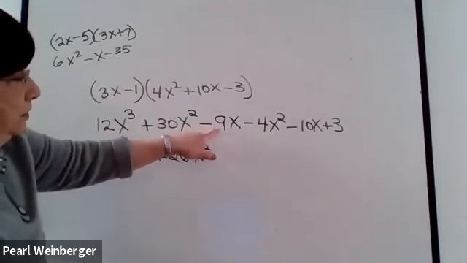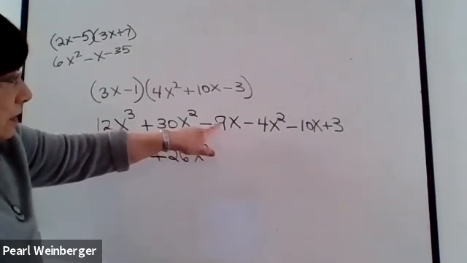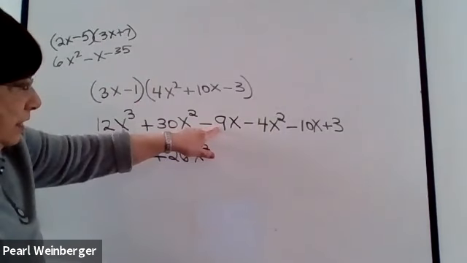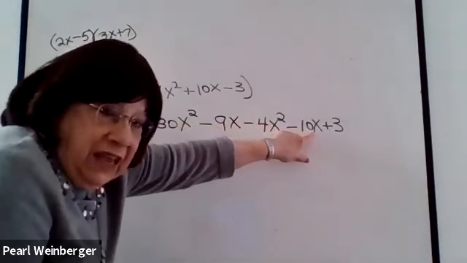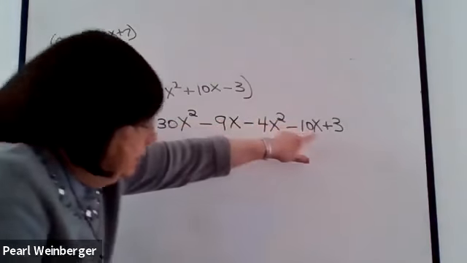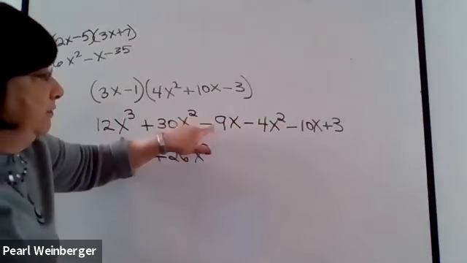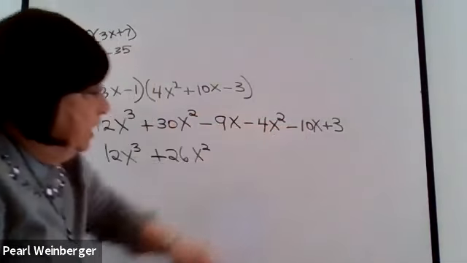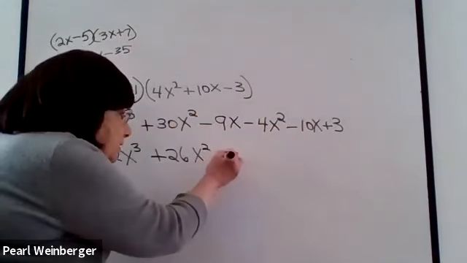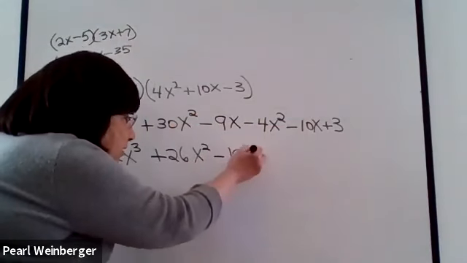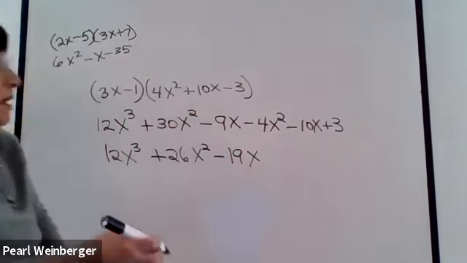Now, my next term I see is negative 9x. Is there anything that looks like a term to the 9x? And yes, there's a negative 10x. These are both just plain x's. A negative 9 combined with a negative 10 is negative 19. So that gives me negative 19x.